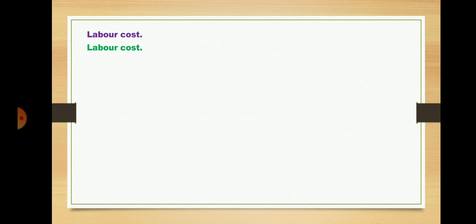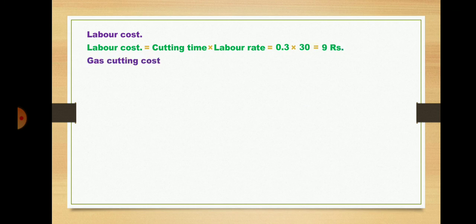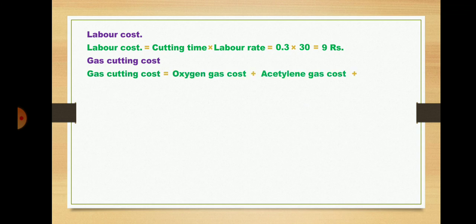Now labor cost. Labor cost equals cutting time into labor rate. Cutting time is 0.3, into labor rate 30, so it is equal to 9 rupees. Now the gas cutting cost equals oxygen gas cost plus acetylene gas cost plus labor cost. So it is equal to 18 plus 18 plus 9, which equals 45 rupees. This is our gas cutting cost.